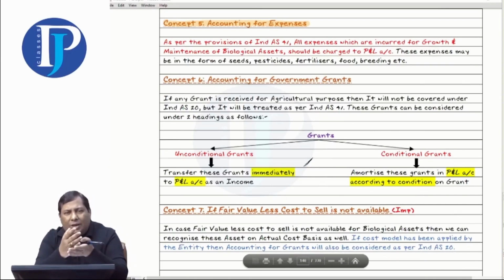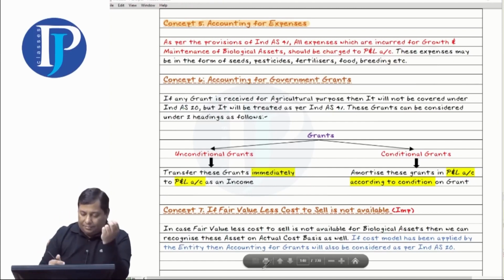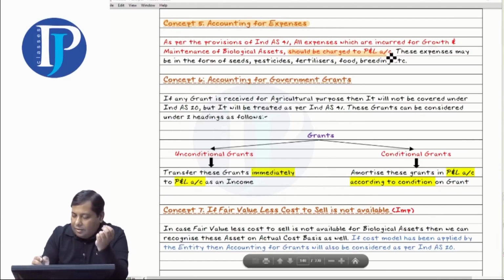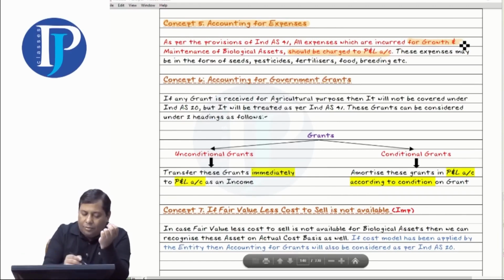So, any expenses that you incur for maintaining or growing animals or crops, all that goes into the profit and loss account. Whether it's your seeds or pesticides, your fertilizers or breeding cost for animals or their food cost, everything goes to the profit and loss. It should be charged to P&L always, whether it is for growth or for maintenance.